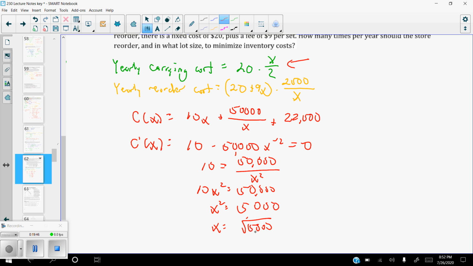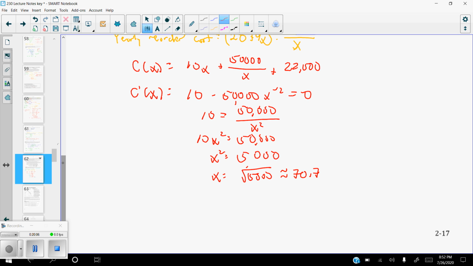Now notice we don't need the minus there because that doesn't make sense. That would be a negative number of items, and that doesn't make sense. So we don't have to do the plus or minus here. All right, that comes out to be approximately 70.7 items. We'll use that later just to make sure. That gives us somewhat of a real number idea.